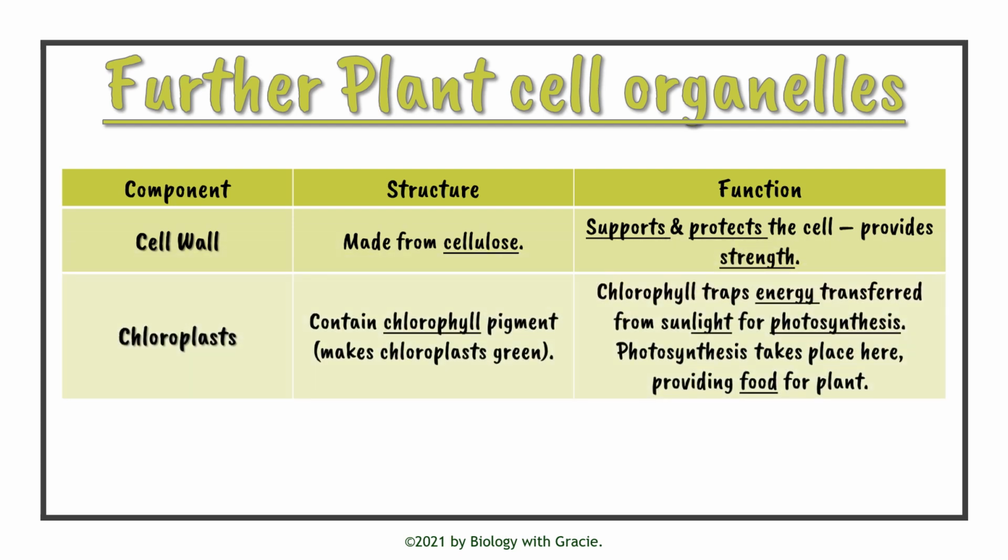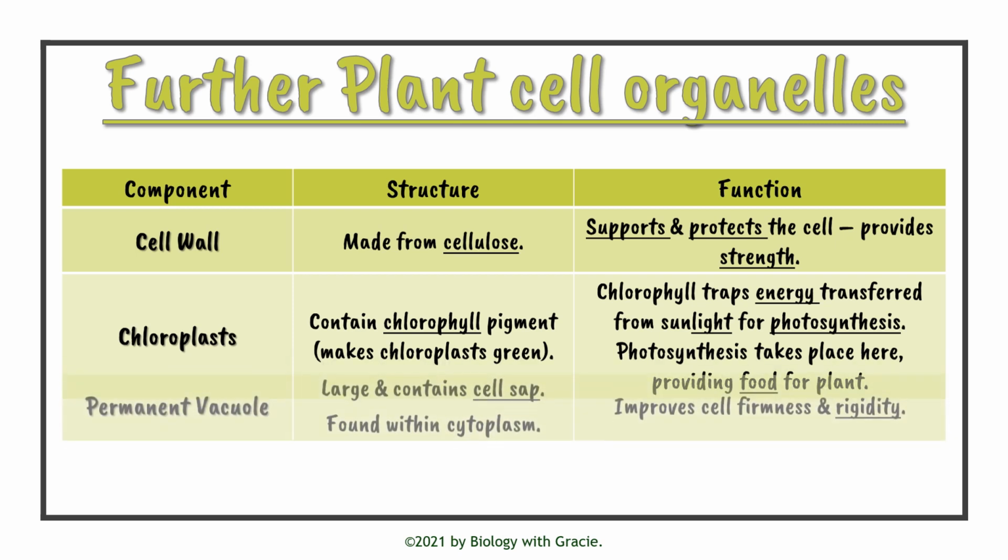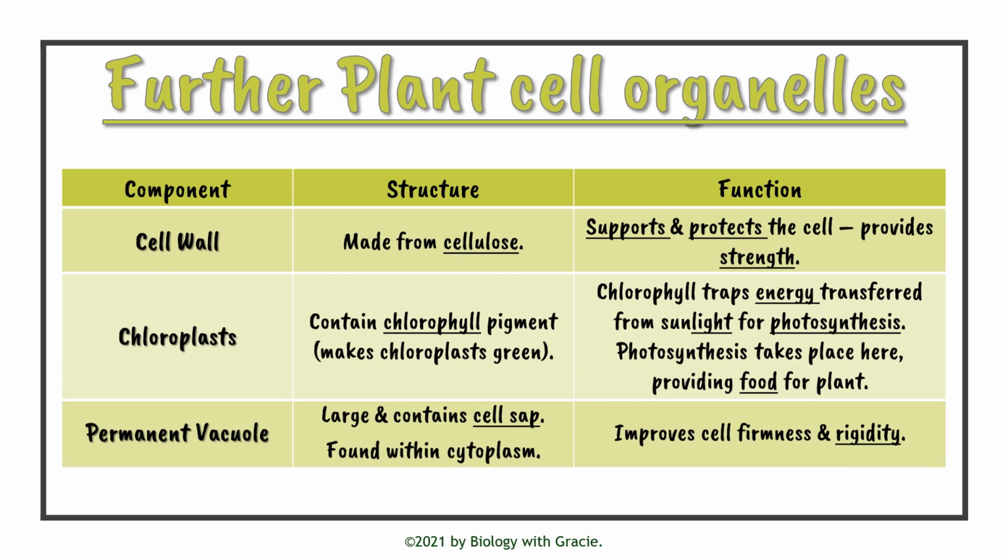We've then got chloroplasts. Chloroplasts contain a pigment called chlorophyll, and this pigment is what makes chloroplasts green. And the role of this chlorophyll pigment is to trap the energy which is transferred from the sunlight to be used in a process called photosynthesis. And the role of photosynthesis is to essentially provide food for the plant. And then finally we've got our permanent vacuole.